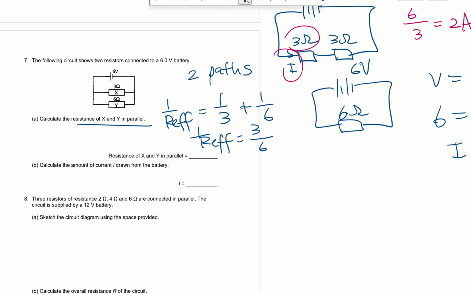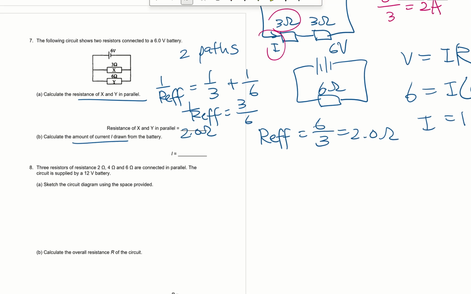So don't forget to flip. So my REFF is equal to 6 over 3, so equals 2.0 ohm. Okay. Now calculate the amount of current drawn from the battery. So how do we find that?